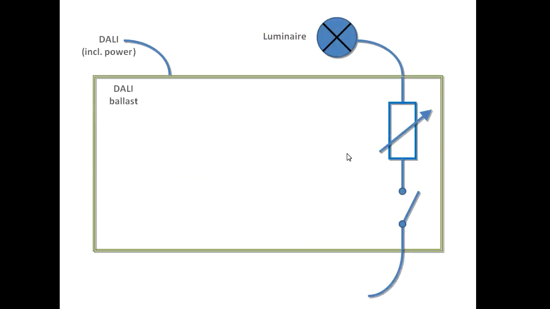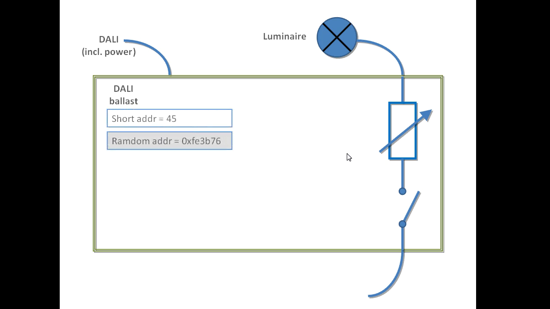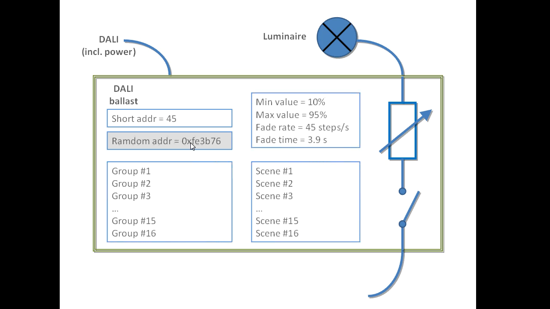So a ballast is the device which controls the luminaire, and it is intelligent. It has internal functions. One of the many data stored in a ballast is the so-called short address, which is used to address the ballast, and there's another internal address which is called the random address. This can't be changed, this is fixed. There are a lot more values stored internally. One is of course the set of groups this ballast belongs to, and you can have the minimum and maximum value. This is the maximum and minimum intensity the luminaire can be set to.